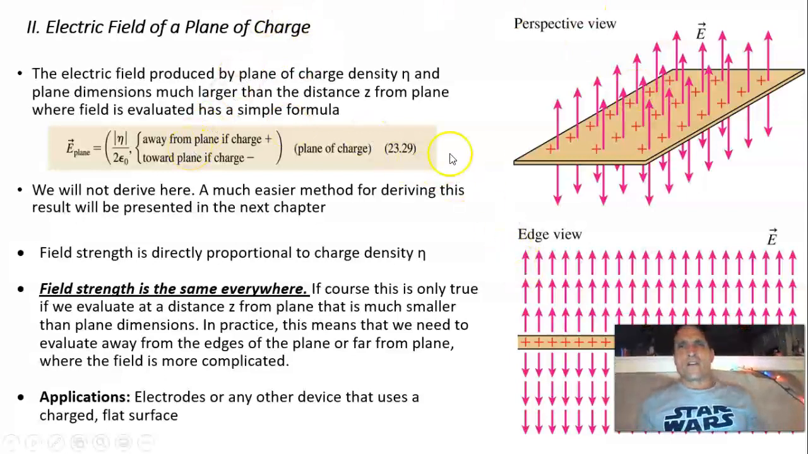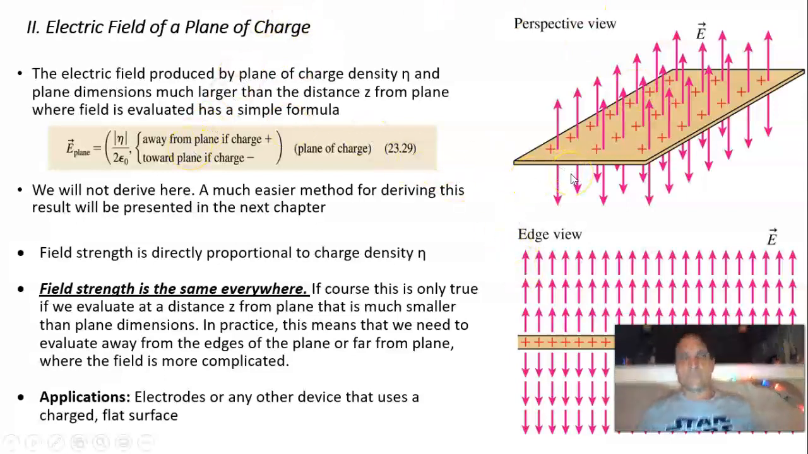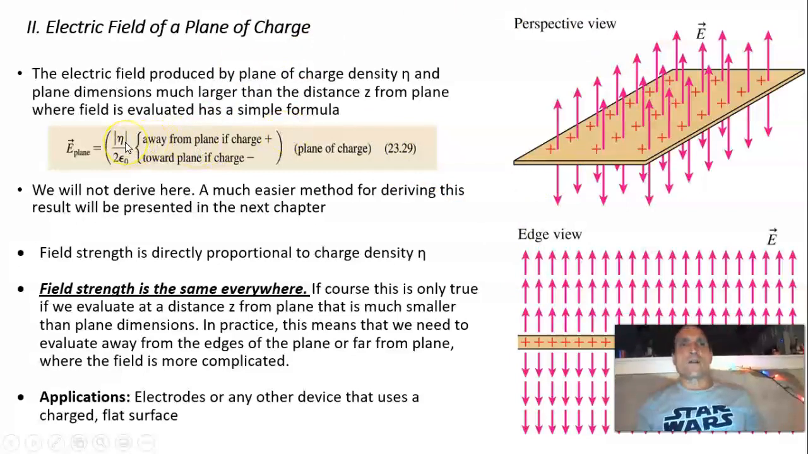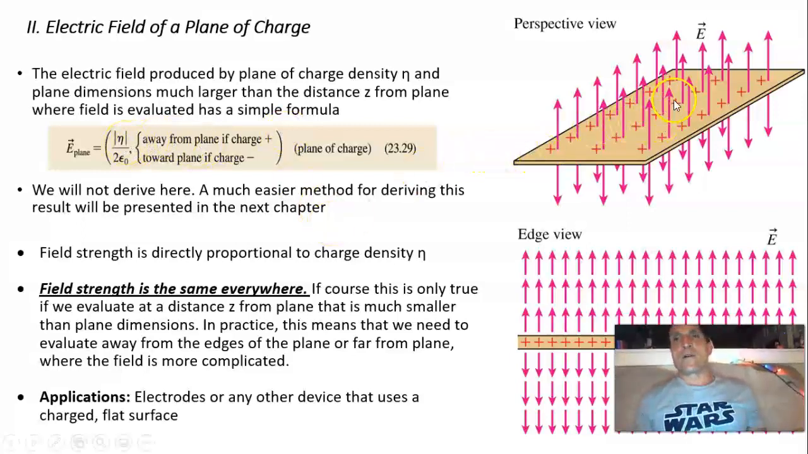So the main point of this plane of charge solution is that the field strength is directly proportional to the charge per area, eta. So the more charge we pile on the plate per area, the stronger the field. Okay, that makes sense.